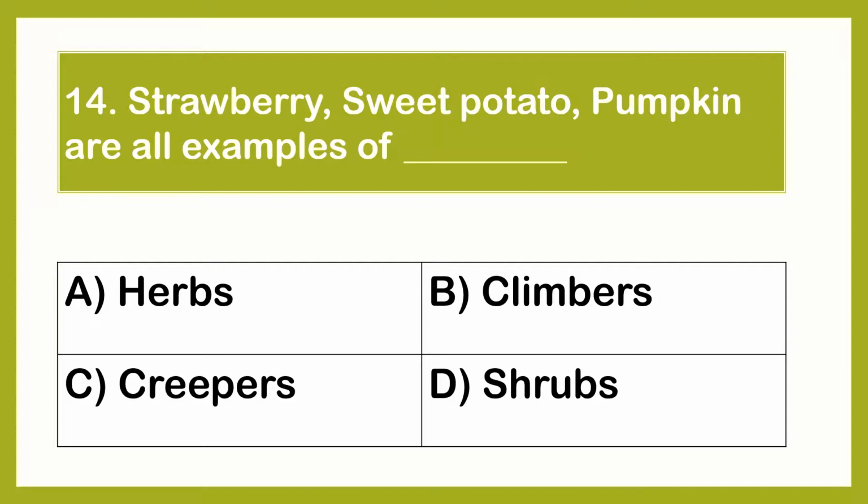Strawberry, sweet potato, pumpkin are all examples of dash. Options are option A, herbs, option B, climbers, option C, creepers, option D, shrubs. The answer is creepers. Strawberry, sweet potato, pumpkin are all examples of creepers.